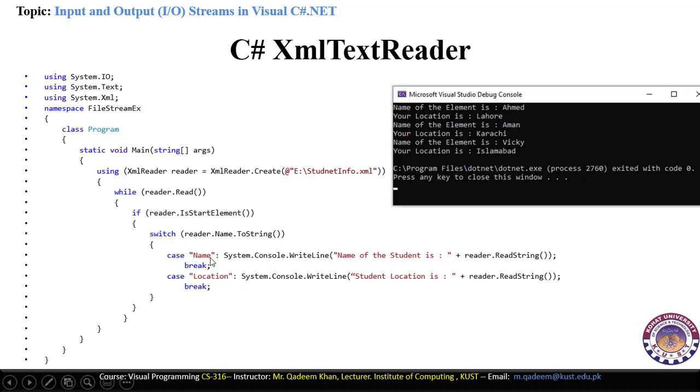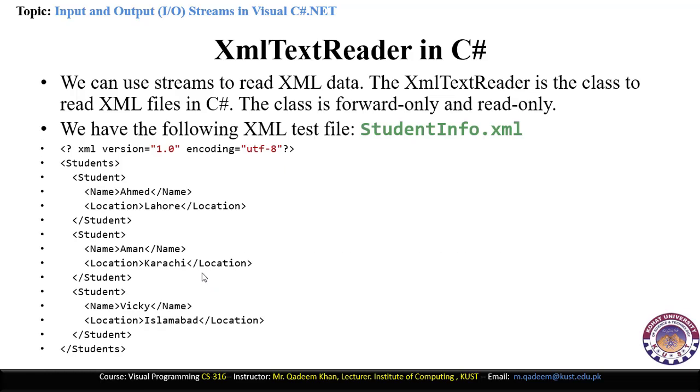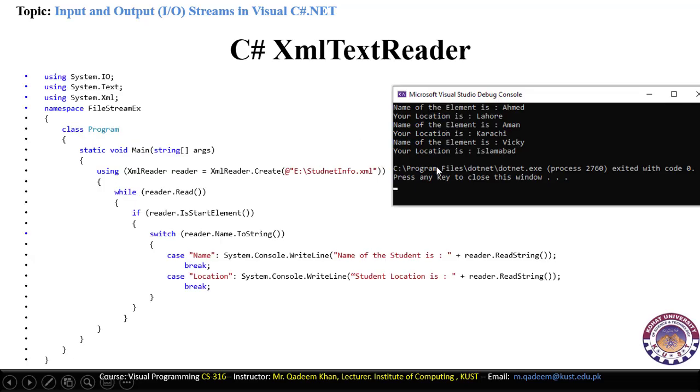So two values, name and location, will be read here from the XML. I will go back to the XML. You can see that there are two types of tags, the name and location of the students. These two pieces of information will be read from the XML and printed here.